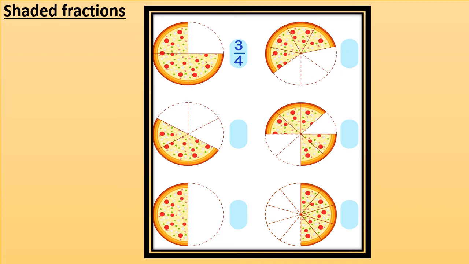And next, the pizza is divided into 6 equal parts, and out of which 3 are shaded. So the shaded portion here is 3 by 6. Next to that, the pizza is divided into 8 equal parts, and out of which 5 are shaded. So the shaded portion is 5 by 8. And next to that, the pizza is divided into 2 equal parts, and half part is shaded. So we'll write it as 1 by 2. And next to that, the pizza is divided into 10 equal parts, and out of which 5 are shaded. So we'll write it as 5 by 10.